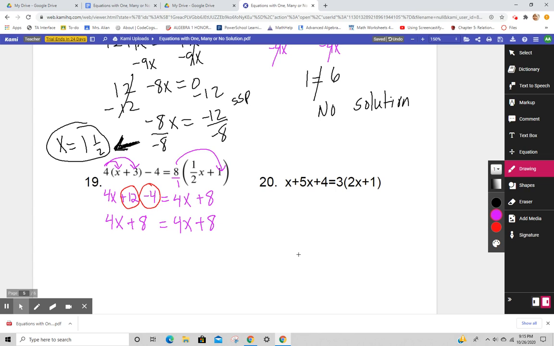Now, do you see what we have here? Both sides are identical. When that happens, the answer is what? You said many solutions. You're right. Many solutions. All right, go ahead and get a head start on number 20.